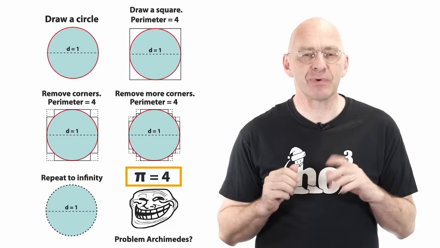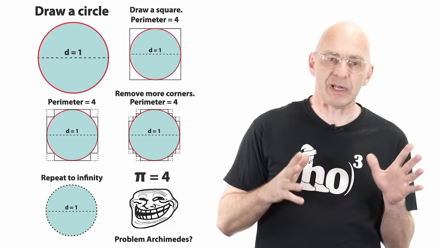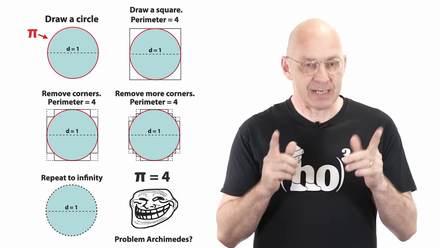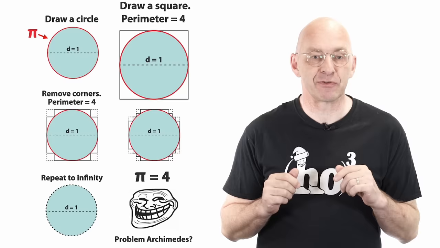First, we're supposed to draw a circle of diameter 1. Not a big deal. For later, what's the circumference of the circle? Well, the formula for the circumference is pi times the diameter 1, and so the circumference is pi. Next, draw a square around the circle. It says here that the perimeter of the square is 4. Why is that? Well, because we need 4 of those diameters to build the square.